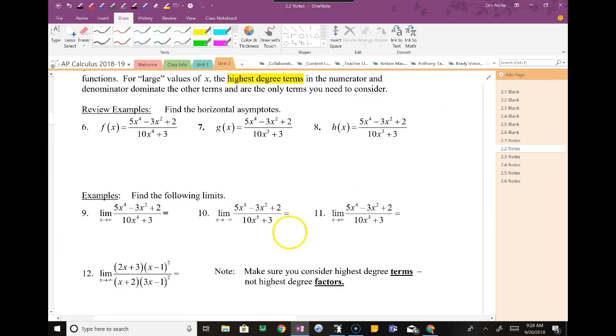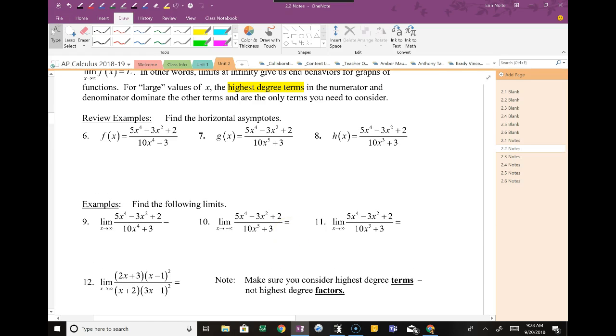All right, so questions 6 through 8 is simply, first let's just find what the horizontal asymptote is. Okay, so for number 6, is the exponent bigger on top, is it bigger on bottom, or is it the same? Same. So if it's the same, where is my horizontal asymptote? 5 over 10, right? 5 over 10, which can be simplified to 1/2. Okay, so we have a horizontal asymptote at 1/2.